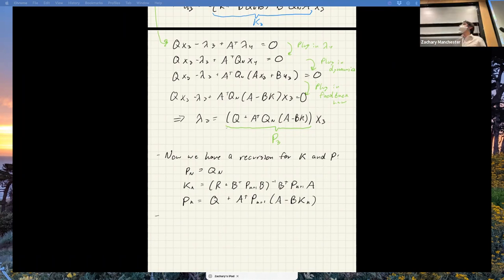Does anyone know what this thing's called? This set of equations that I just derived, this recursive solution to that QP, has a name, it's kind of famous. Yeah, this is called the Riccati equation or the Riccati recursion.